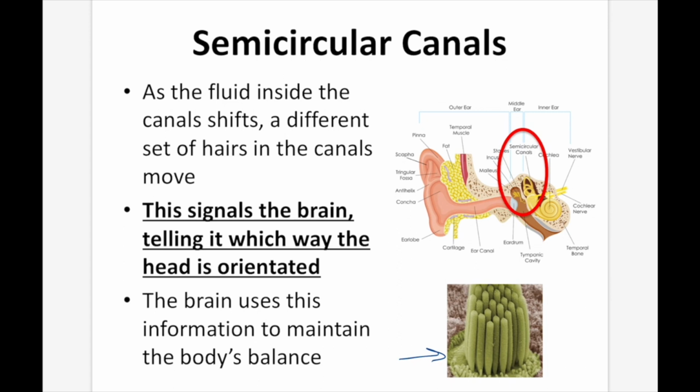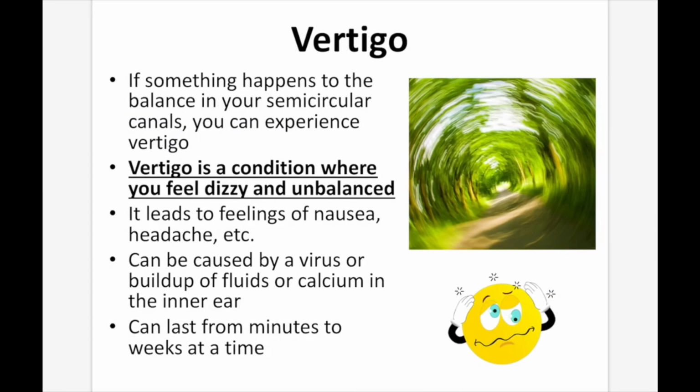That's why if you close your eyes and tilt your head, you still have a pretty good idea of where your head is relative to the objects around it and relative to your body. Now, if something happens to the balance in the semicircular canals, you can experience something called vertigo. Vertigo is a condition where you feel dizzy and unbalanced. It leads to a feeling of nausea, headache, etc. And it can be caused by a virus or a buildup of fluids or calcium in the inner ear. And it can last from minutes to weeks at a time.